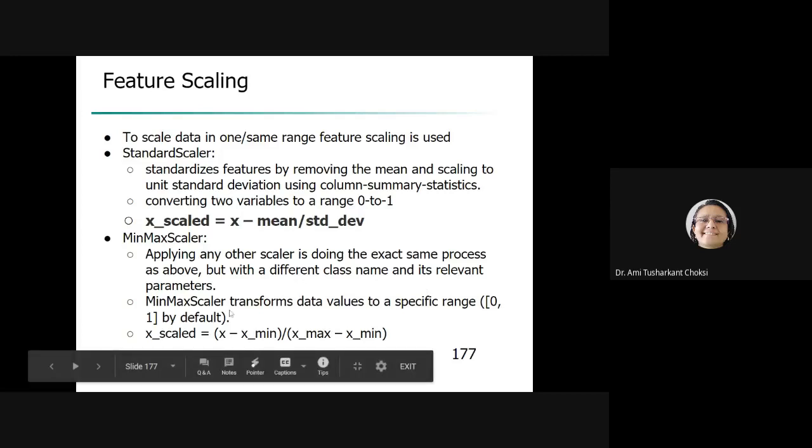So for min-max scalar transforms, it has a specific range, from 0 to 1 by default. So how do we do that? x_scale is equal to x minus x mean upon x max minus x mean, isn't it? So this is for feature scaling, right?